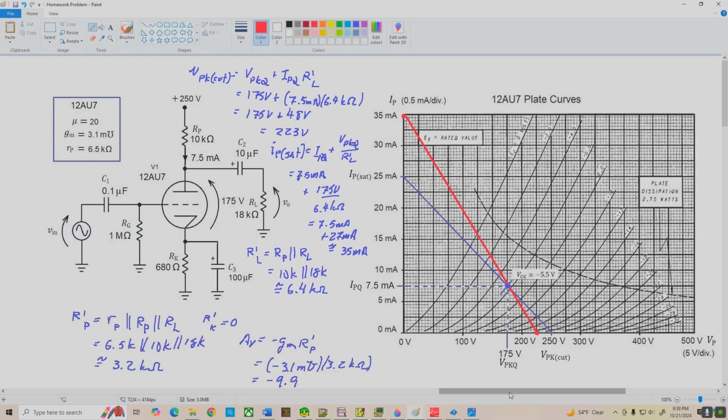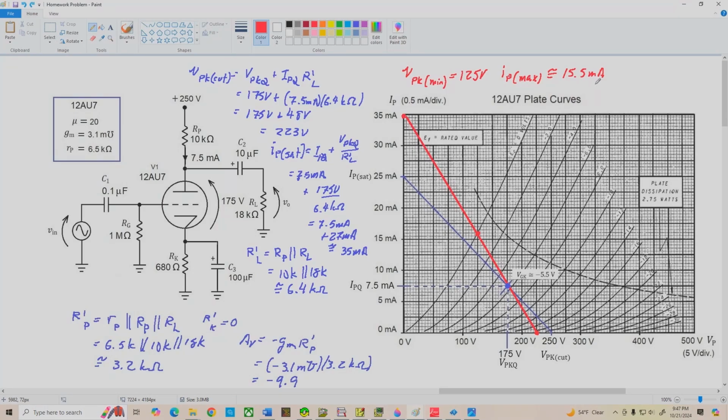Now, what I want to do next is determine where the AC load line crosses the zero grid voltage curve, and that's right here. And we called this voltage V sub PK minimum. And in this case, it looks like about 125 volts. And the corresponding current would be I sub P max. All right, so that coordinate looks like about maybe 15.5 milliamps.